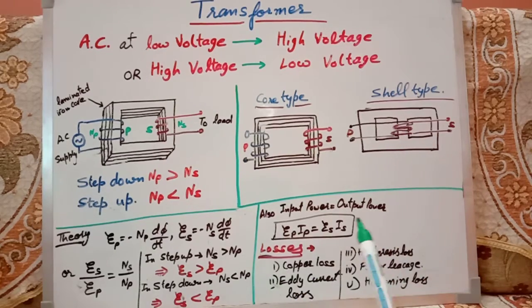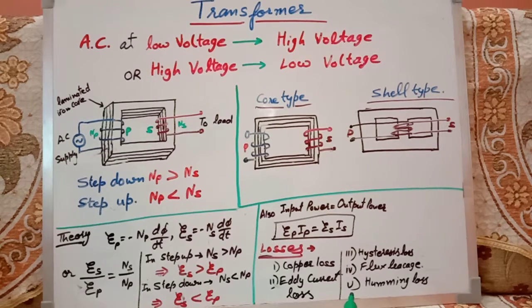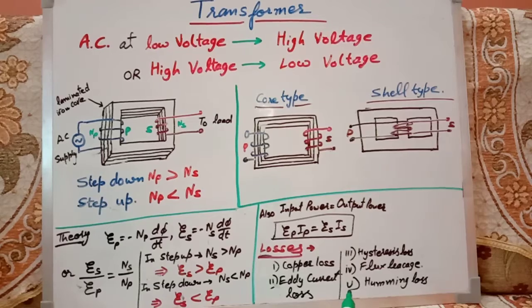Okay, now the fifth loss is humming loss. As the transformer works, the core lengthens and shortens during each cycle of alternating voltage due to the phenomenon of magnetostriction. This gives rise to humming loss. So some of the electric energy is lost in the form of humming sound.